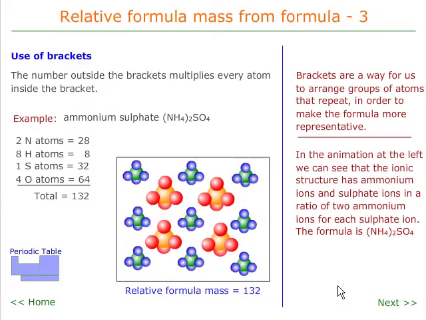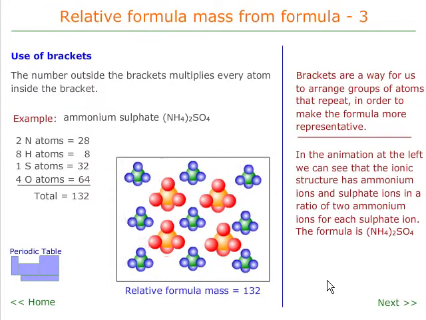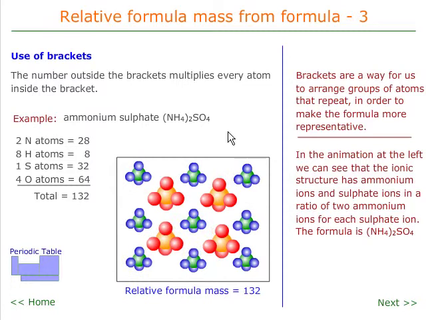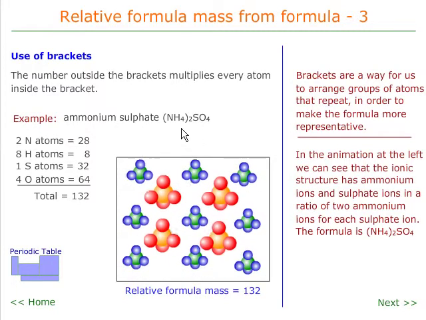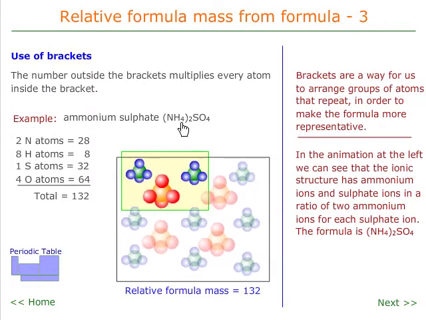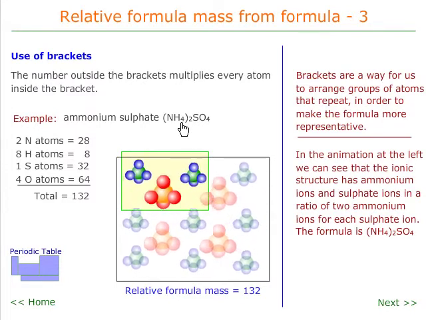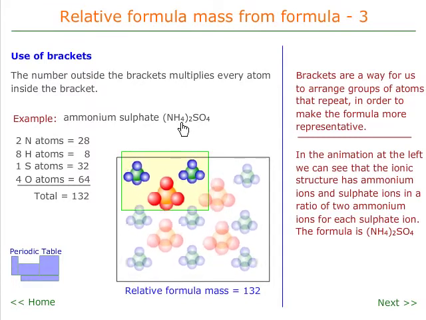Now let's have a look at another example, ammonium sulfate. Ammonium sulfate is a giant ionic substance. It has the chemical formula (NH4)2SO4. This means that the simplest formula unit consists of 2 ammonium ions and 1 sulfate ion.